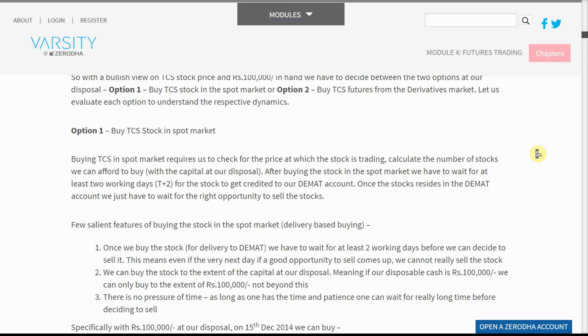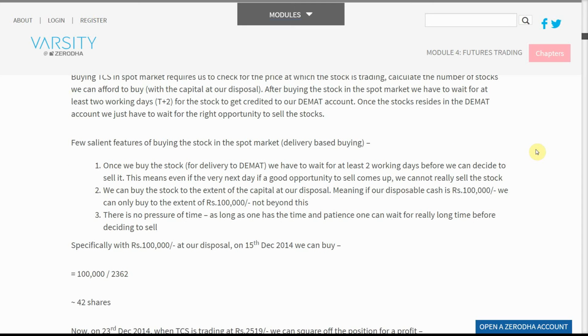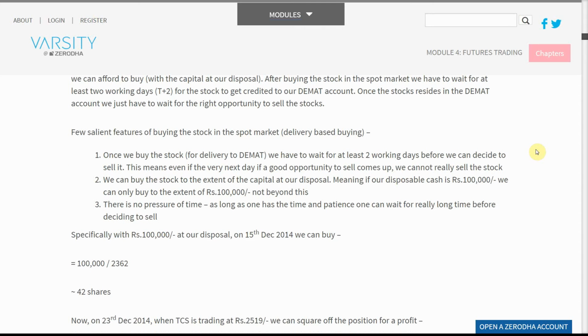After buying the stock in the spot market, we have to wait for at least 2 working days, T+2, for the stock to get credited to our Demat account. Once the stocks reside in the Demat account, we just have to wait for the right opportunity to sell the stocks. A few salient features of buying the stock in the spot market. Delivery-based buying: once we buy the stock for delivery to Demat, we have to wait for at least 2 working days before we can decide to sell it.